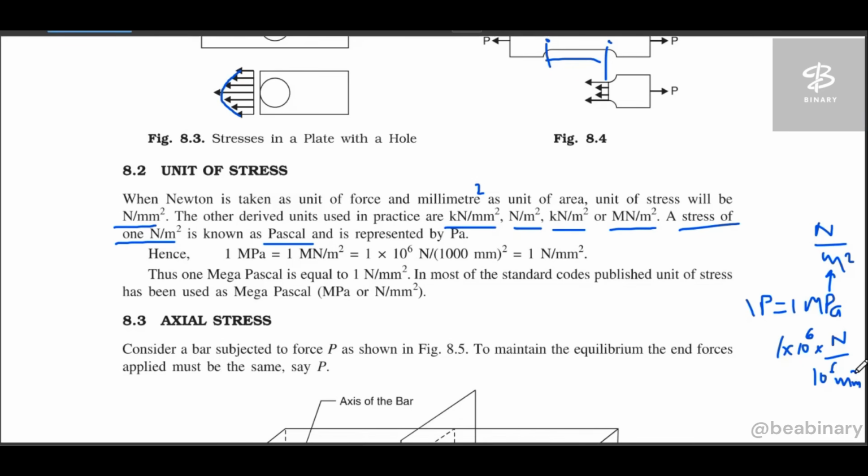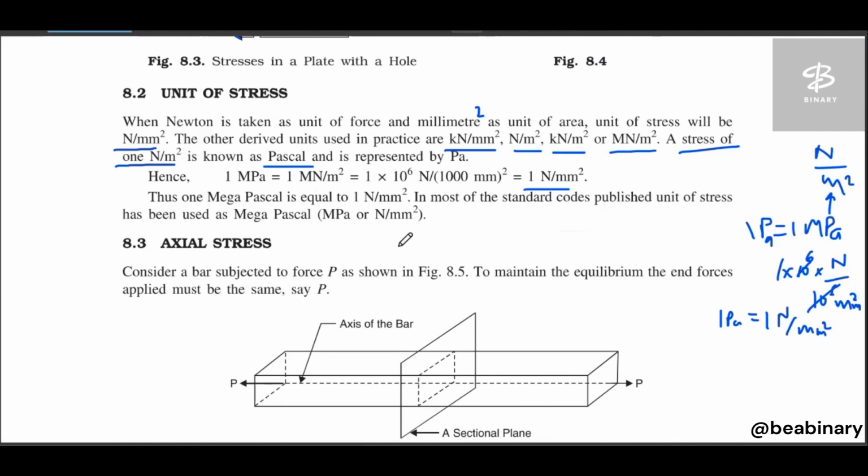Means 1 meter is equal to 10 to the power 3 mm. Okay, 1 meter square is equal to 10 to the power 6 mm square. So 10 to the power 6 and 10 to the power 6 cancel out. So 1 Pascal, 1 Pa basically. So 1 MPa is equal to 1 Newton per mm square. This is the unit of stress. Okay, so 1 MPa is equal to 1 mega Newton per meter square, which means 1 Newton per mm square.